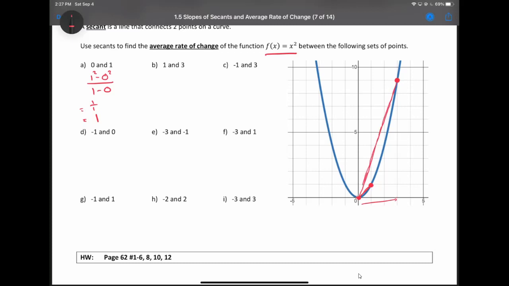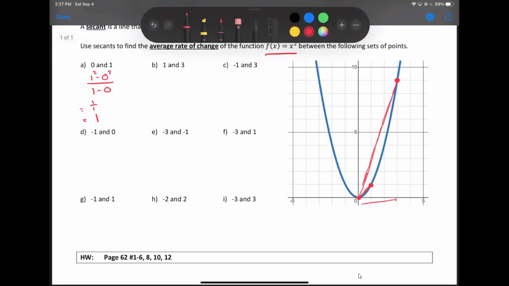That's the messiest straight line ever. But that connects those 2 points, and that is the secant, and it's going to give us the average rate of change between, oh, oops, I went between 0 and 3. Now I have to fix it. I'm going to cheat a little bit. Yeah, that's it. I erased the whole thing. I want to go between 1 and 3.